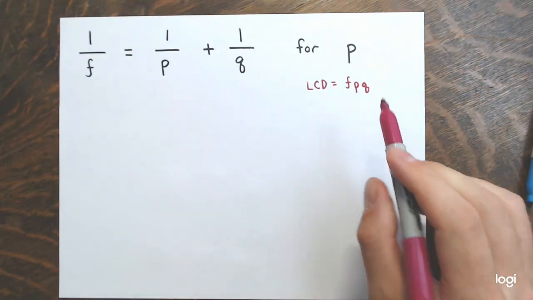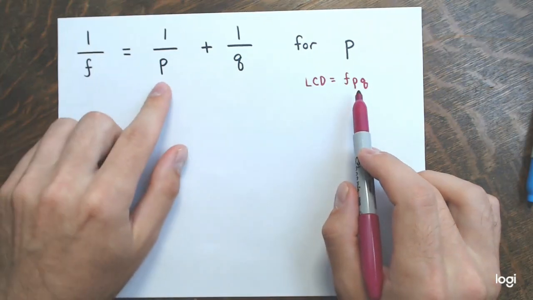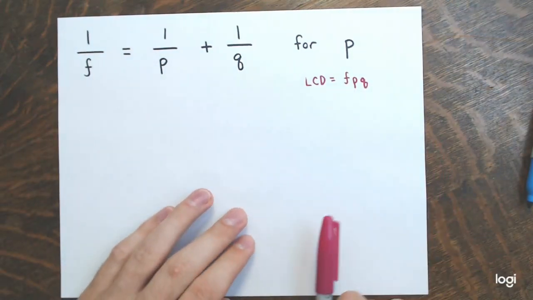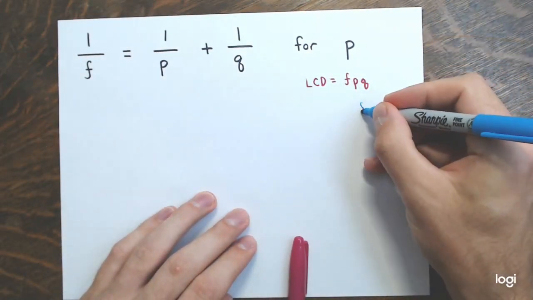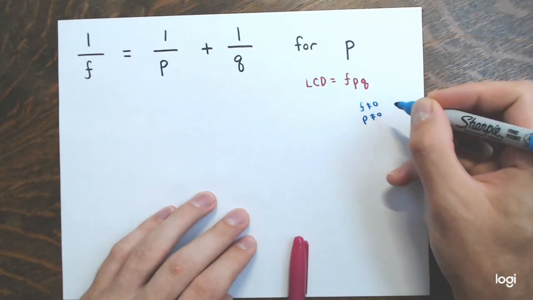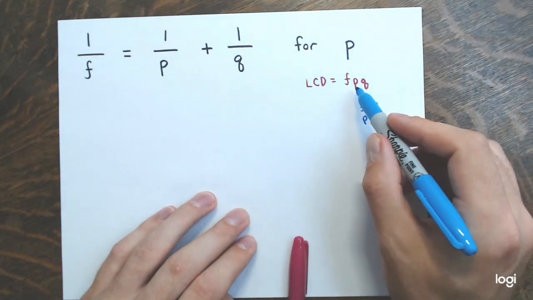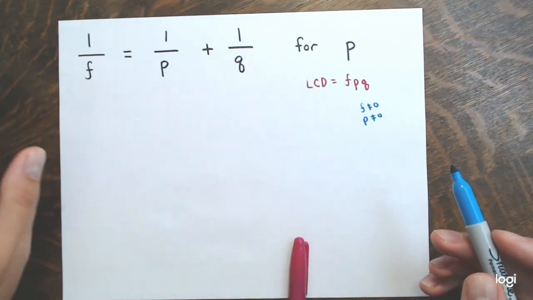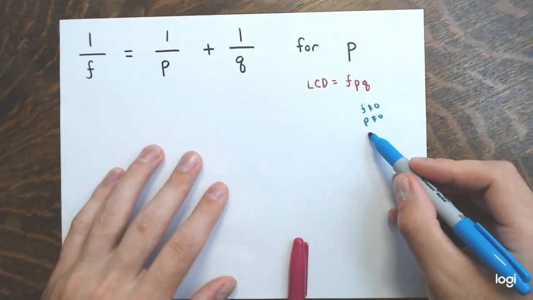And none of those can be 0, right? F can't be 0, p can't be 0, q can't be 0. And I'll make that little statement here, right? I don't want any of these to be 0, because I'll have denominators of 0. I'll be multiplying both sides by 0, and that's not right. That's not good.